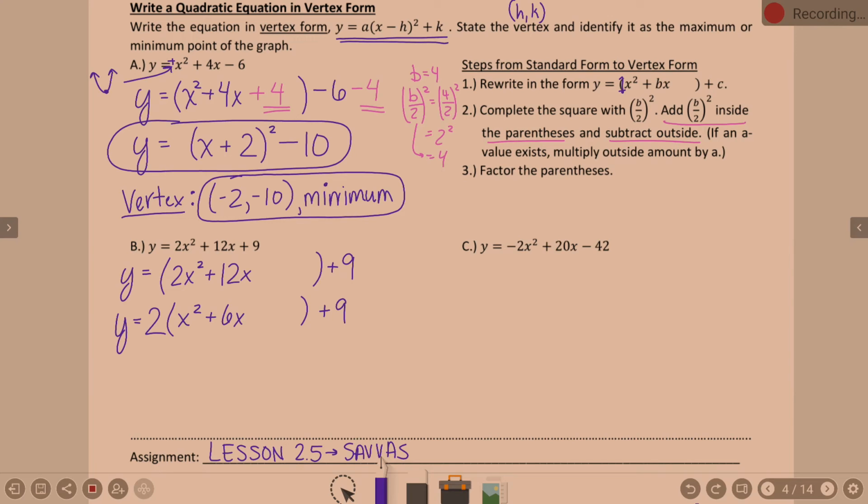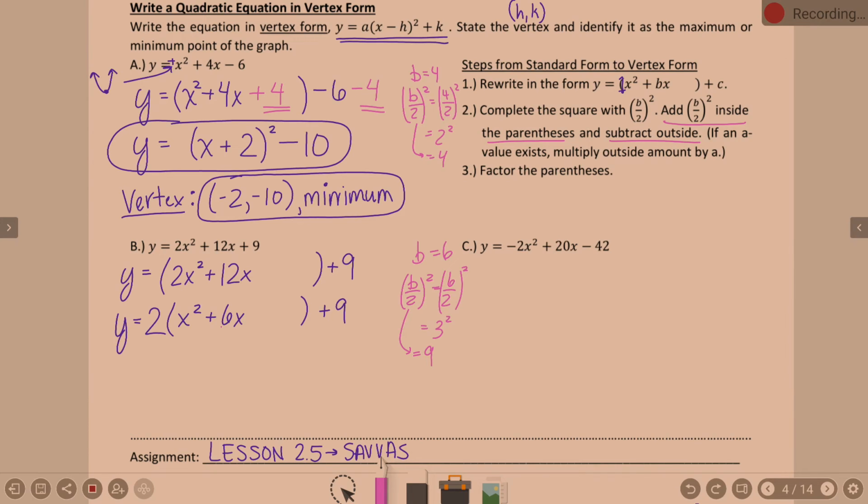Okay, step 2. The b over 2 business. What's b? Go with your most recent b, yes? Don't go with the original. Our current b is this 6. So if b is 6, do the math there. So b over 2, quantity squared, is going to be 6 divided by 2. 6 divided by 2 is 3, and 3 squared is 9.